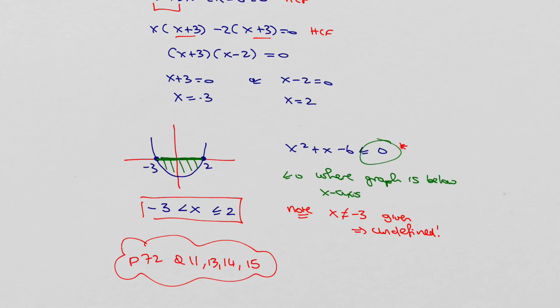So go on to page 72 in Active Maths, and you're going to do questions 11, 13, 14 and 15.